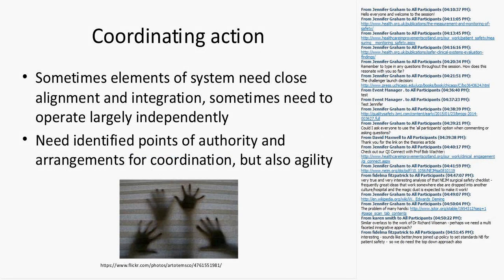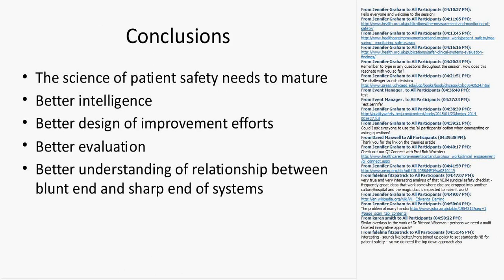I think we have lots of problems that are linked to coordinating action. Sometimes the elements of systems need close alignment and integration. Sometimes they need to operate largely independently, but I don't think we have sorted out what those elements are yet. We need better identification of points of authority and arrangements for coordination, but we also need agility. I think the sense of patient safety needs to mature more.